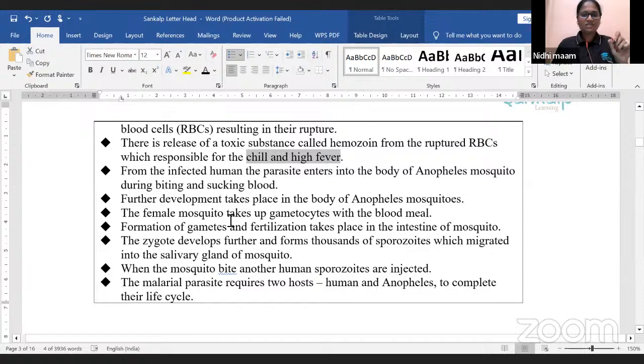Then after that, the female mosquito takes up gametocytes with the blood meal. Formation of gametes and fertilization takes place.